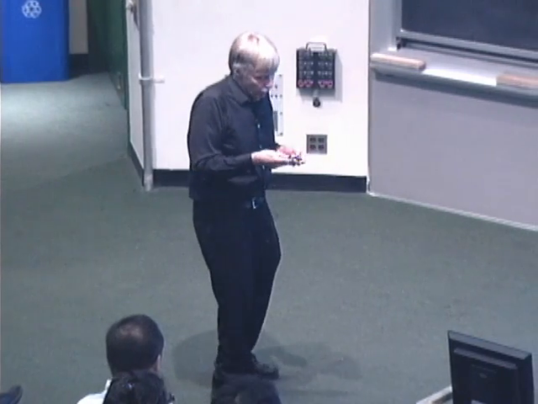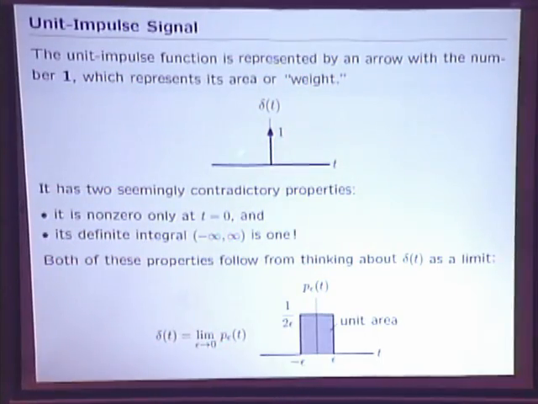So we will write it, since it's so useful, we will write it this way. We'll draw a little arrow. The arrow is supposed to connote in your mind, this thing goes really high. It goes so high that telling you how high it is meaningless. So instead, to the side, we tell you what's the area of it. What would come out if you integrated it?